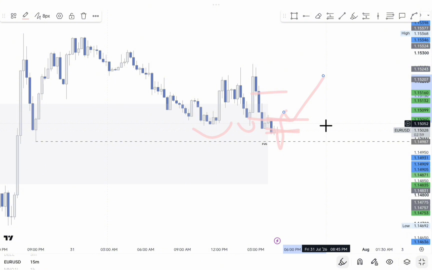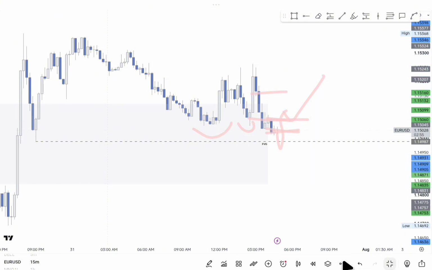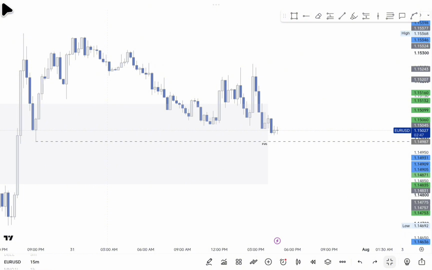So this is the long plan for the next couple of hours, unless the H4 closes. Now if H4 closes bearish, then the whole plan would change.